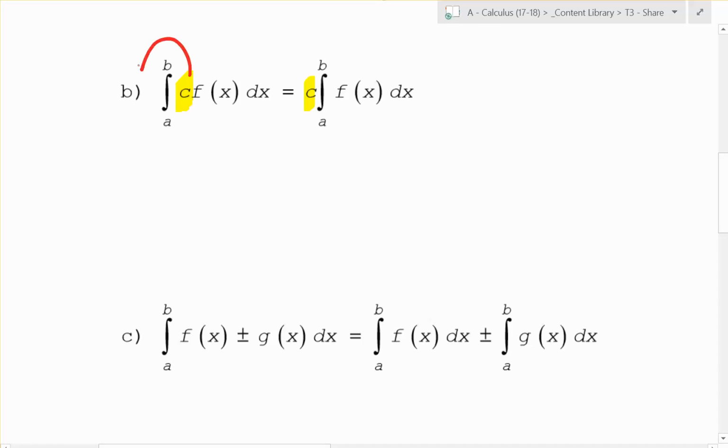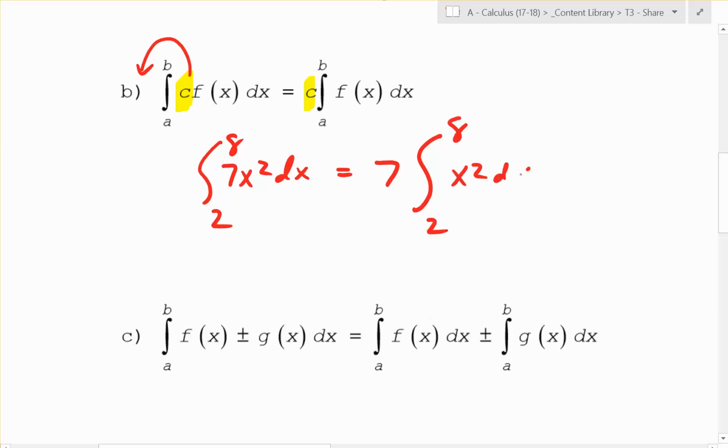You can factor it out in front, meaning let's say you had the integral of 2 to 8 of x squared dx. Let's say there was a 7 there, of 7x squared. That's equal to 7 times the integral from 2 to 8 of x squared dx. You can factor out constants.